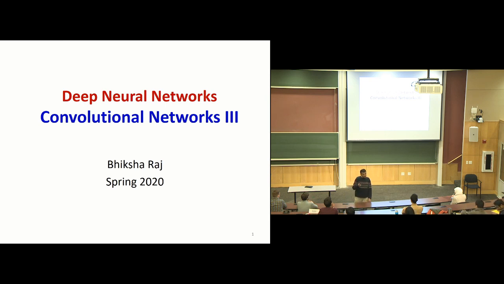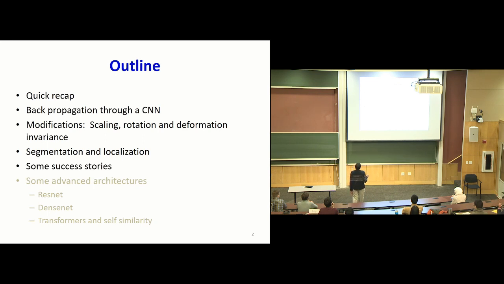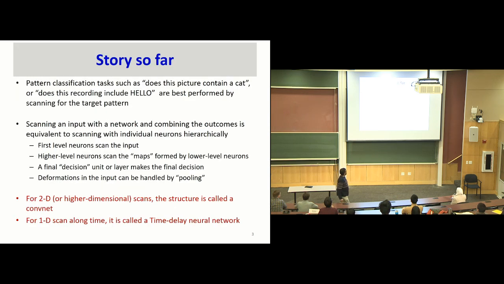So here's what we saw with convolutional neural networks so far. This is what we're going to do. Today we're going to go through a quick recap and spend some time on backpropagation through CNNs and look at some basic modifications and some success stories. So here's the story so far.